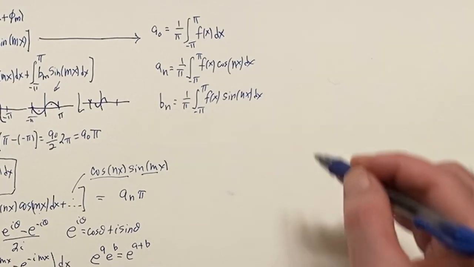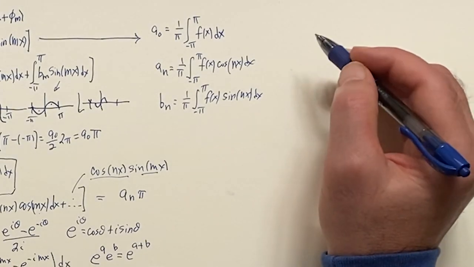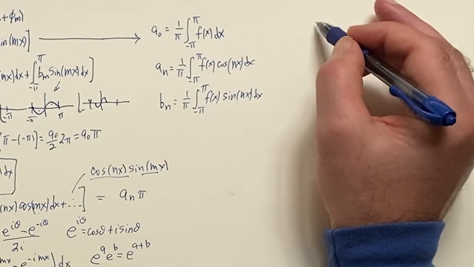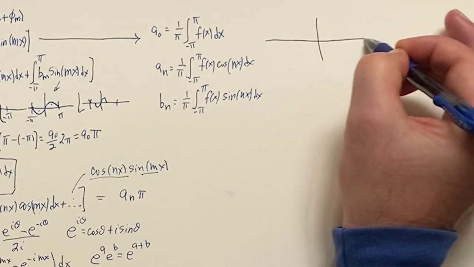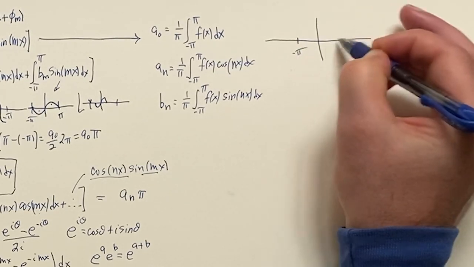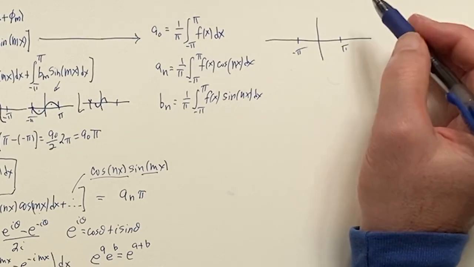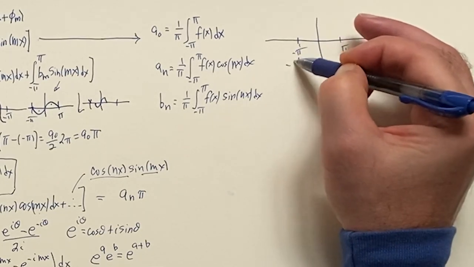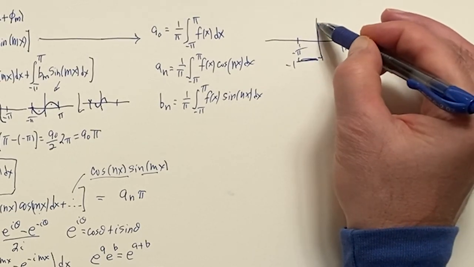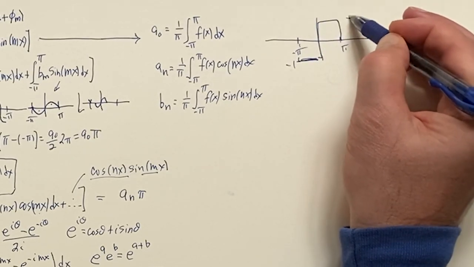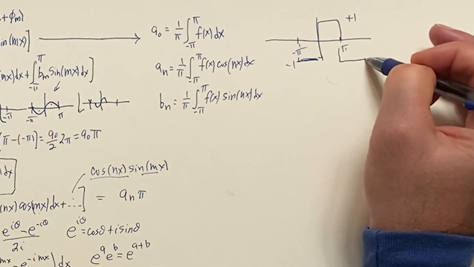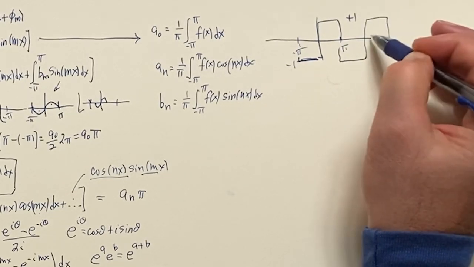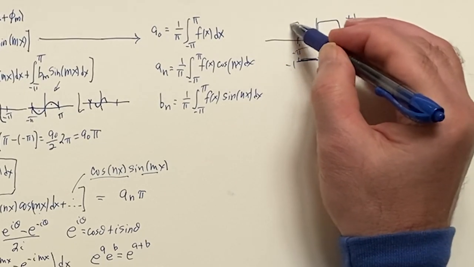Let's do an example. The classic example to do is the square wave. So you go here from minus pi to plus pi, and here we have negative 1, and then we go up here and we have a positive 1. And this is a periodic wave; it goes on and on like this.